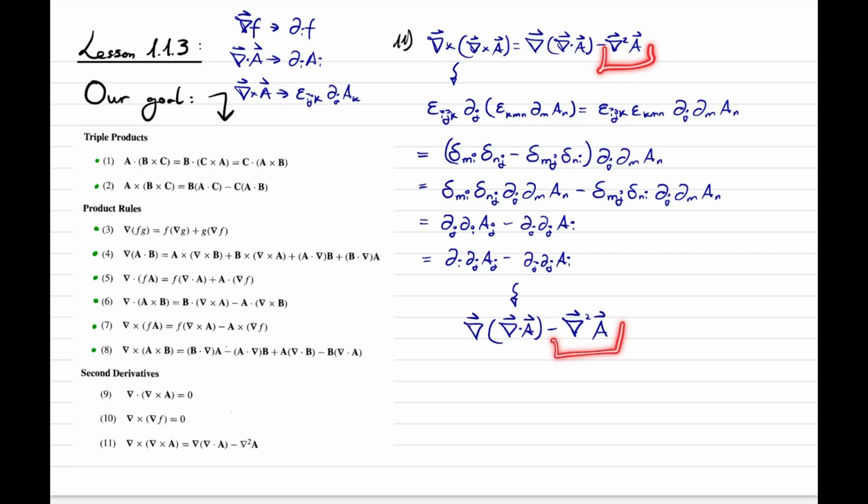So we have finished lesson 1.1.3, and we have demonstrated all these formulas from the Griffiths textbook. And then we'll go to lesson 1.1.4, and we'll actually learn the difference between up indices and lower indices. So stay tuned for the next lesson, and see you later.